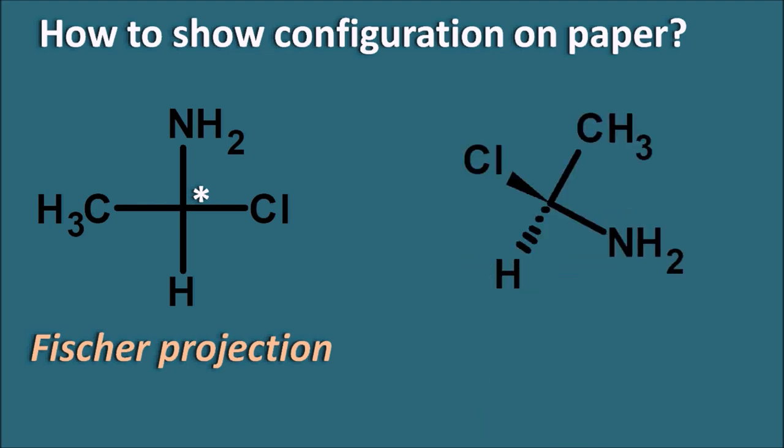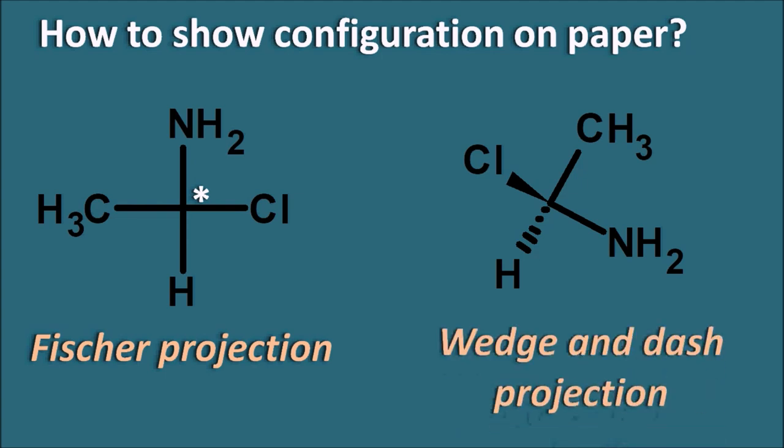In this projection, we can observe that one of the groups is attached by a solid wedge and another group is attached by a broken wedge. So this type of projection we call the wedge and dash projection. In this, the chlorine group is attached by a solid wedge, which indicates the chlorine group is towards the viewer, and the hydrogen which is attached by dashed line is away from the viewer. And the other groups like the CH3 and NH2 which are attached by the line are within the plane.